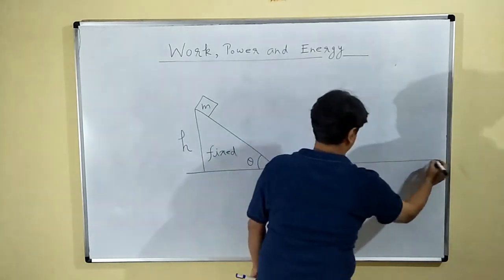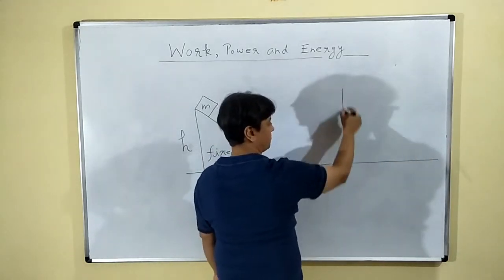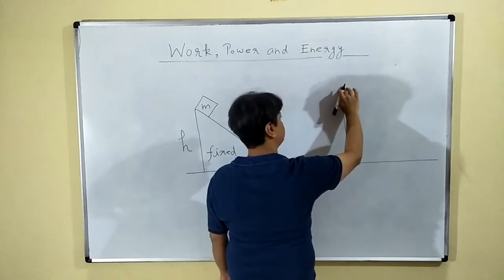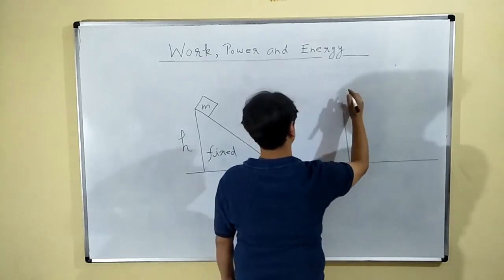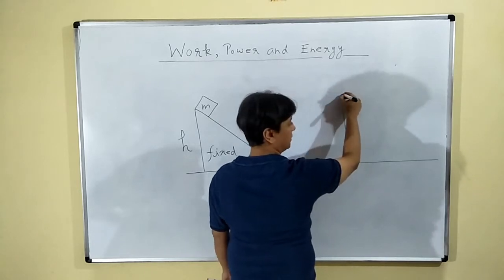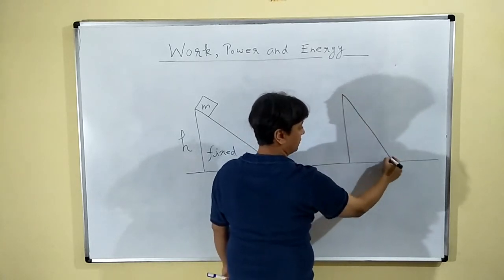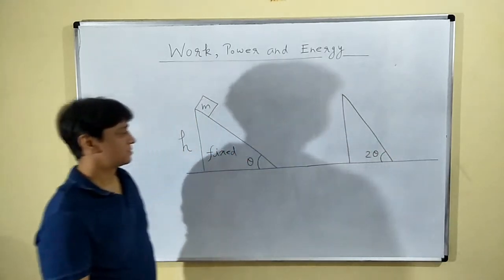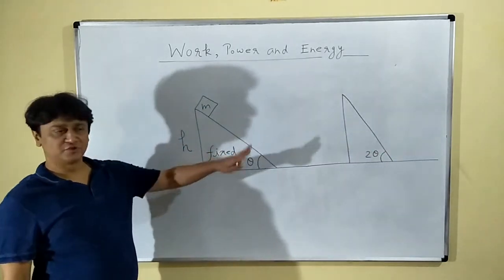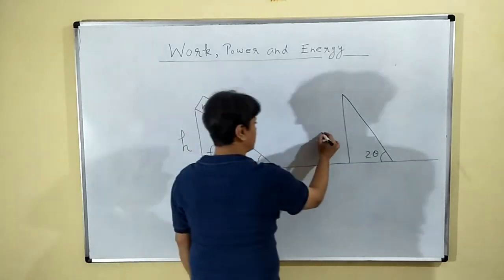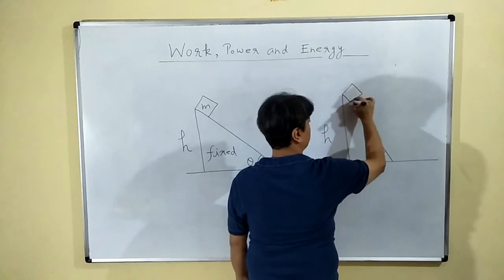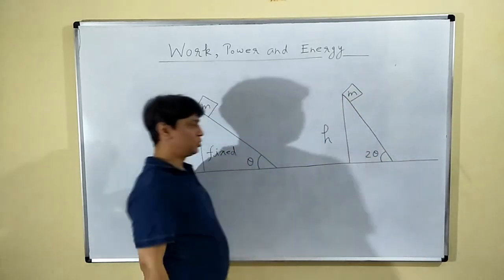I consider another incline of same height, but this angle is 2 theta. We have changed the angle and we are keeping the height same, h. This is mass m on top of it.